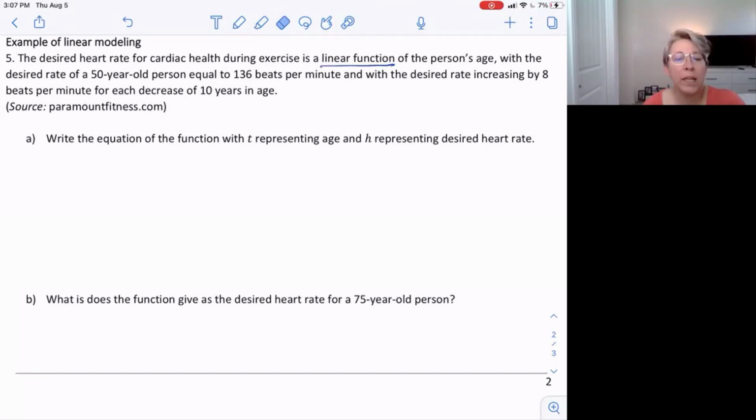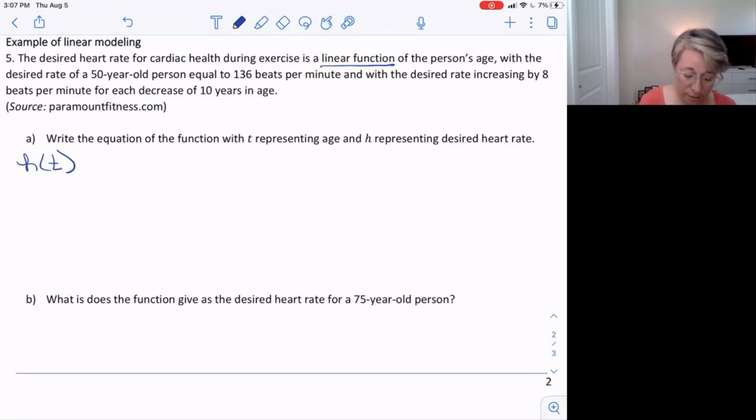So they're wanting us to write an equation of the function where t is representing age and h is representing the desired heart rate. Now notice they did say that the heart rate is a function of the age. Now, you may be struggling a little bit because you have an increase of 8 for a decrease of 10 years in age and a desired rate of a 50-year-old person.